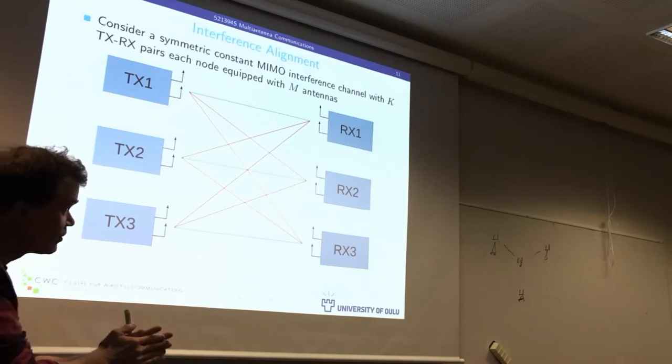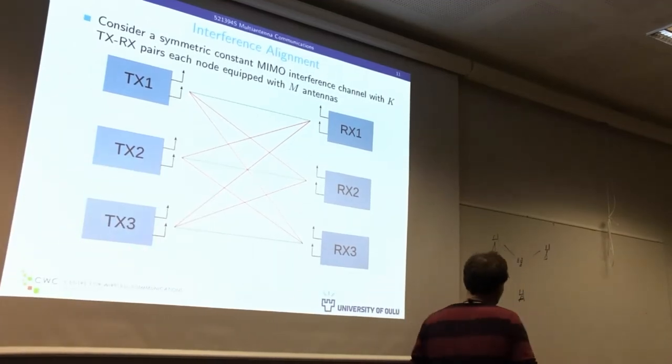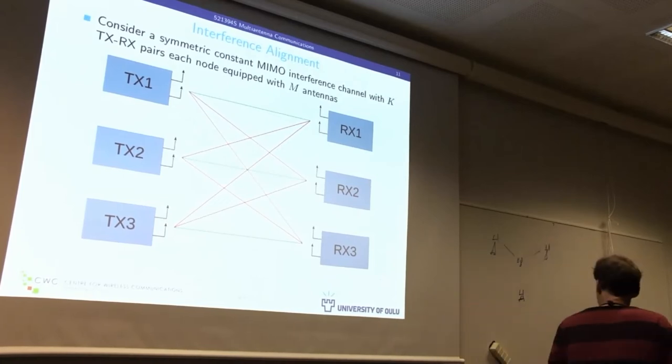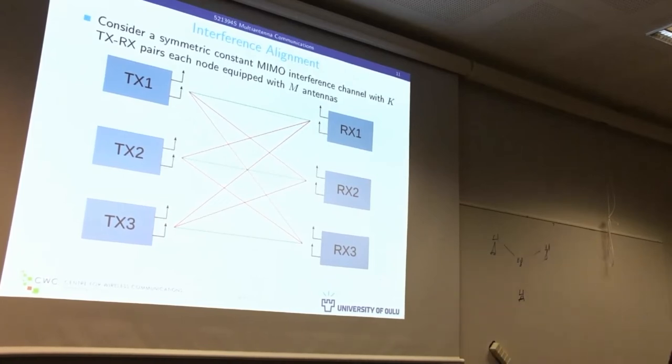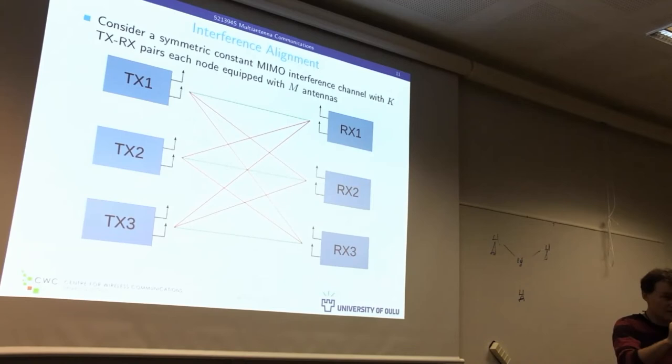But now the users are right in the middle, so how many streams? One solution would be to just send two streams, because we have two degrees of freedom at each user. So each user could individually cancel one interfering stream, right? For sure, we can support two streams here, because the users can cancel one stream.